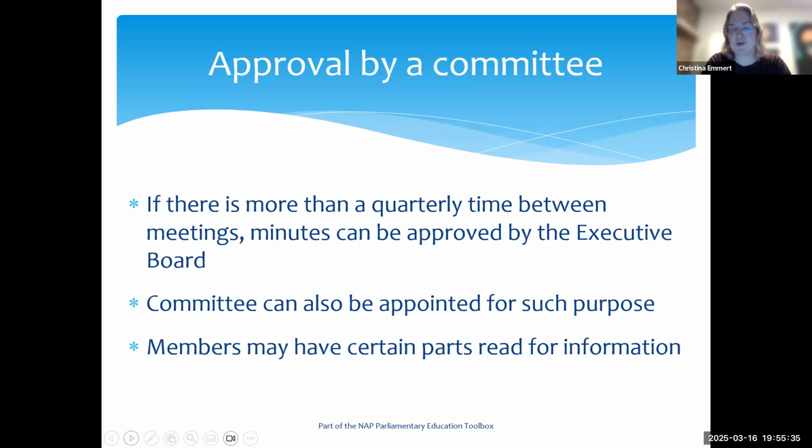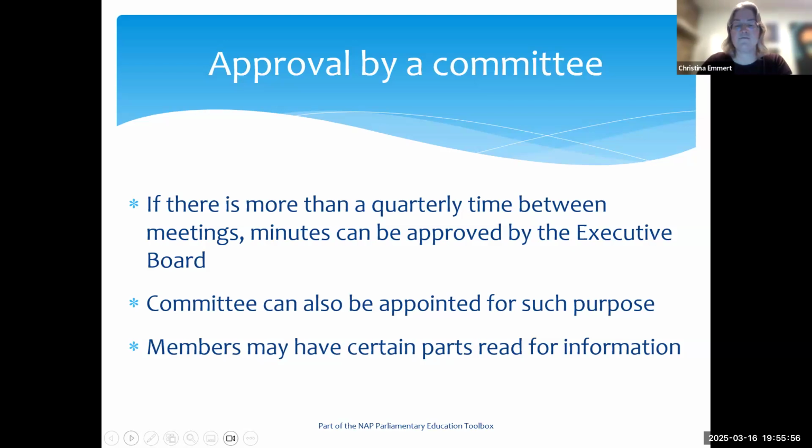Like I said, I was Speaker of the House for the Hygiene Association. We have a minutes approval committee because, of course, there's a whole year in between meetings. So there is a minutes approval committee that reviews the minutes, approves them, and then they're submitted to the board. The board reviews them, and then they go to the membership.